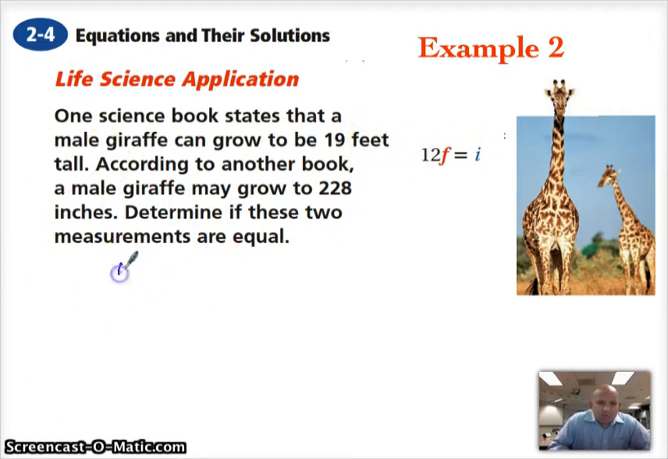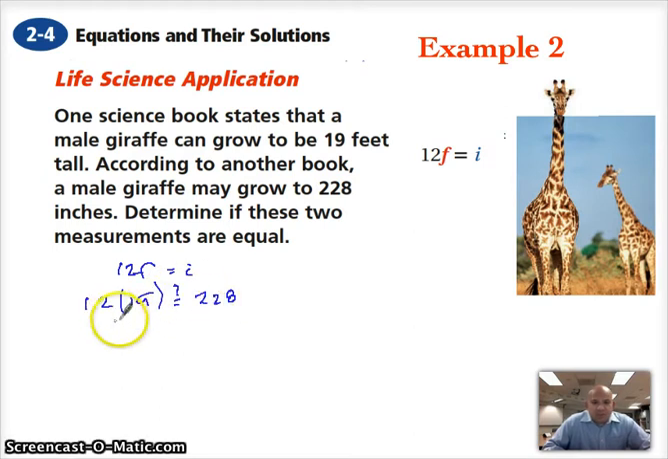We're going to go with 12 times the number of feet, which is F, equals the number of inches. So here we have 12 times 19 in parentheses, and sorry about that handwriting, that looks like a warped 19. 12 times 19 equals 228. Now, if this were a solution, and I'm going to put a question mark because I'm not sure yet, then this product, 12 times 19, should equal 228. And indeed, when you do the math, 12 times 19 is 228. Which means that we have a balance, which means we have a solution, which means both books are saying the same thing. They're equal. All right.